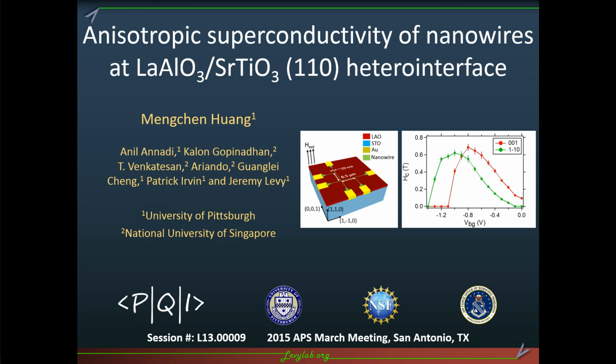Here I'm presenting our research project of studying anisotropic superconductivity of nanowires at the 110-oriented LaAlO3/SrTiO3 heterointerface. This work is a collaboration with Mengchen and Arandu's group at the National University of Singapore.